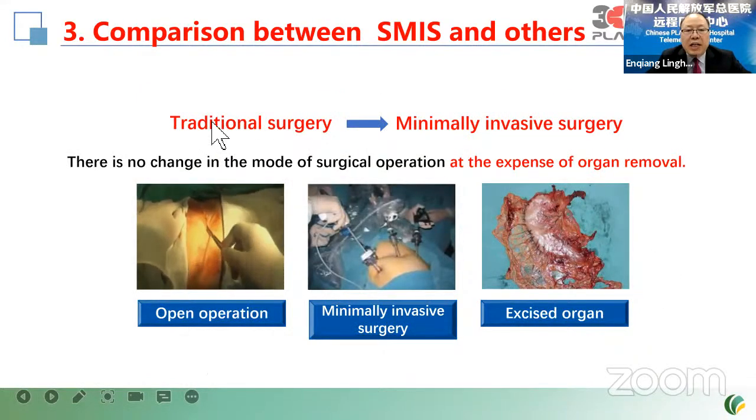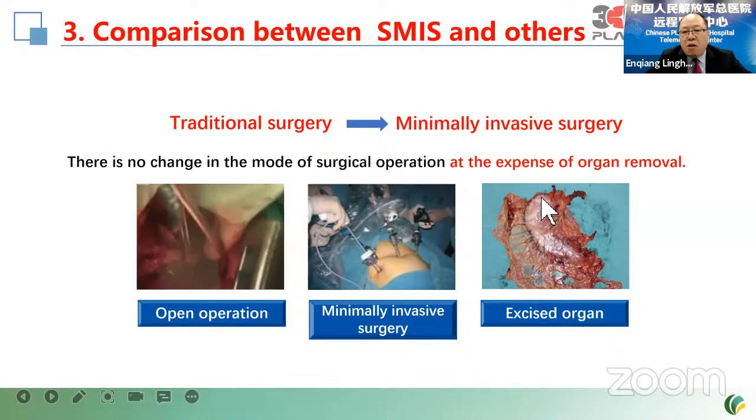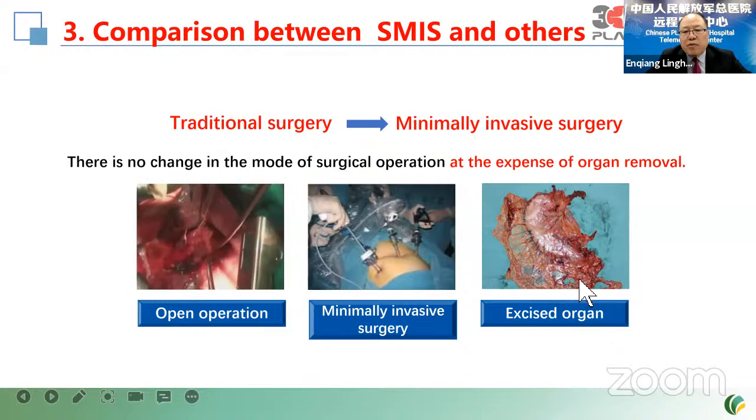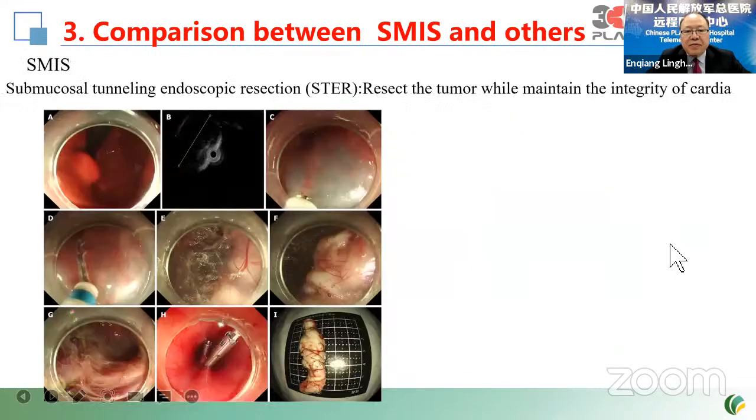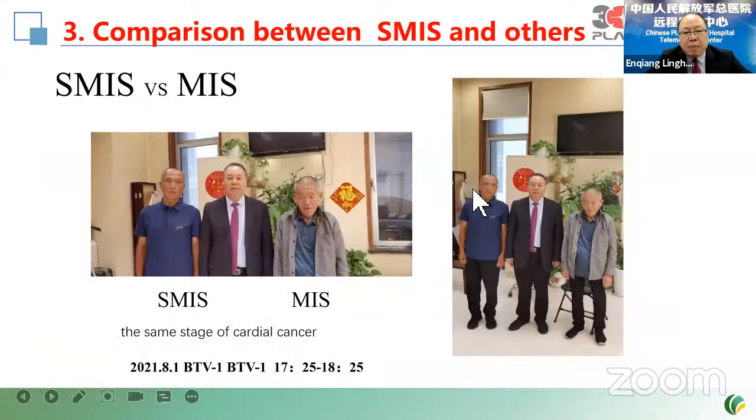That is the traditional model to minimal invasive surgery, the resection organ model for the treatment of cancer. This is for same treatment of cardiac disease, that is the subtumoral tunnel endoscopic resection of the cardia. We establish the tunnel and resect the tumor. This is the model, and the cardia is still there, no reflux disease.